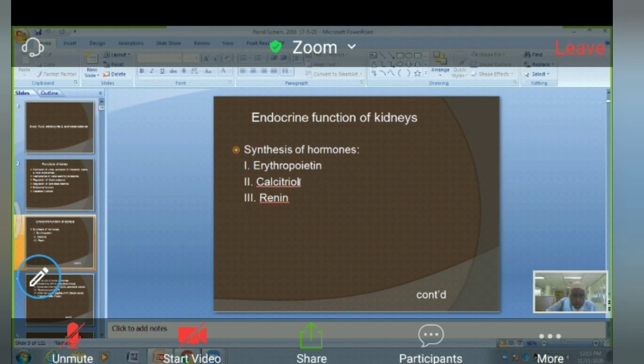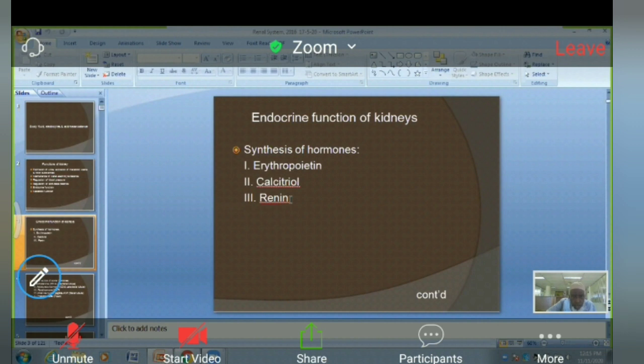Calcitriol. This calcitriol is the active form of vitamin D. The active form is produced by the enzyme 1-alpha hydroxylase. Another enzyme or hormone.